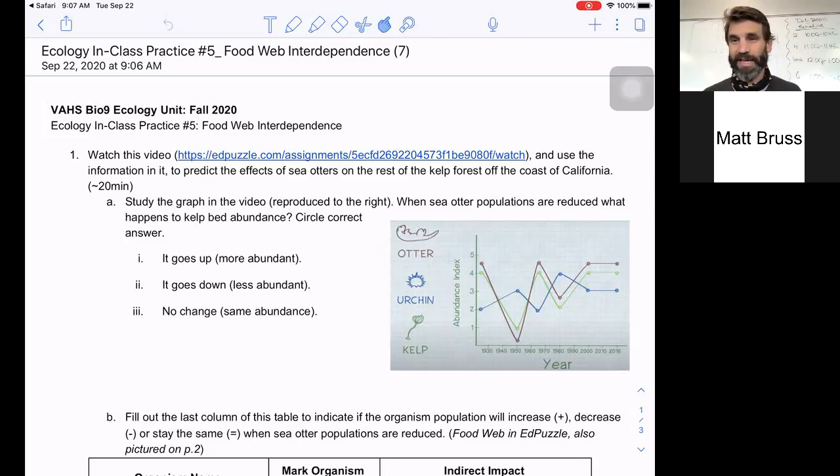Here we are beginning to look at ecosystems and their dependence on each other. So we start from this video with a relatively simple question, a little bit more complex than a predator or prey, but we have three organisms now. We have the otter, the sea urchin, and kelp. And the question here is, study the graph in the video, and it's reproduced here to the right. When sea otter populations are reduced, what happens to kelp bed abundance?